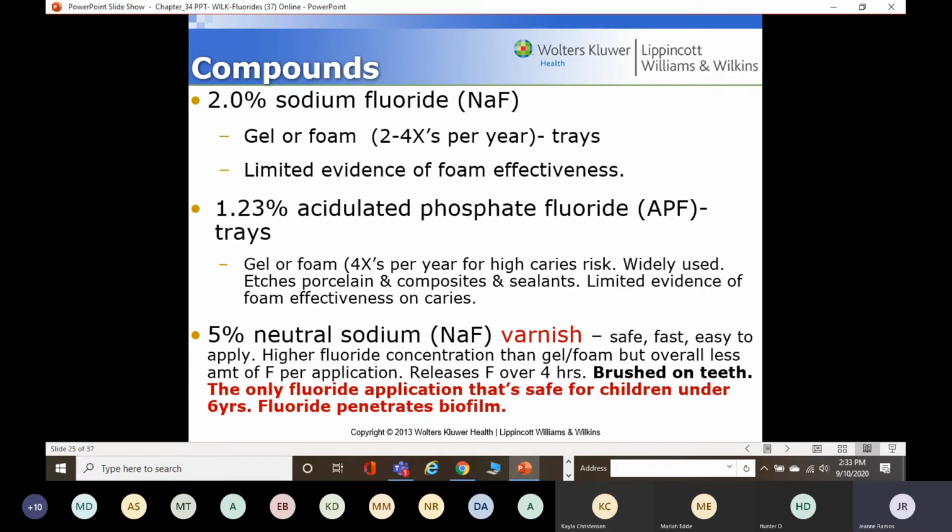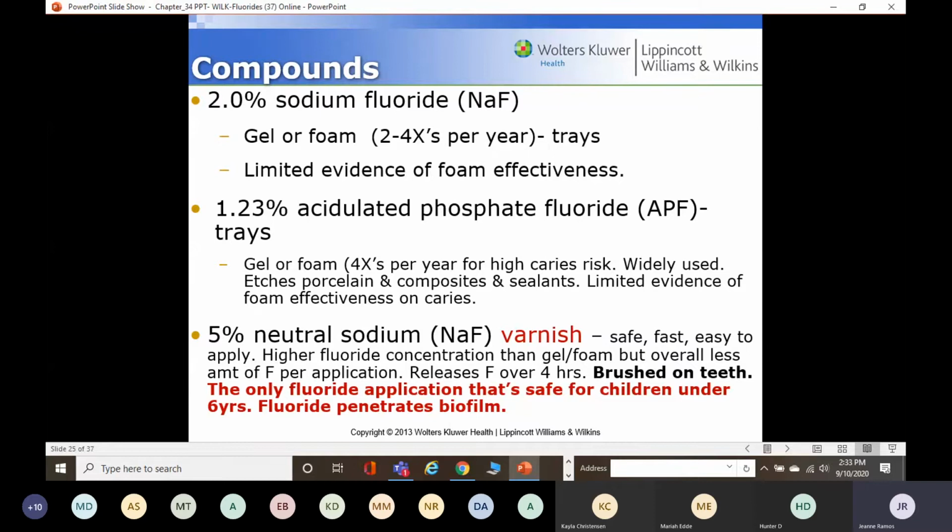I noticed on the instructions that I already read, I think it says don't brush your teeth for 6 hours. So on that particular one, it's for 6 hours. You brushed it on the teeth. That's the only fluoride application that's safe for children under 6.